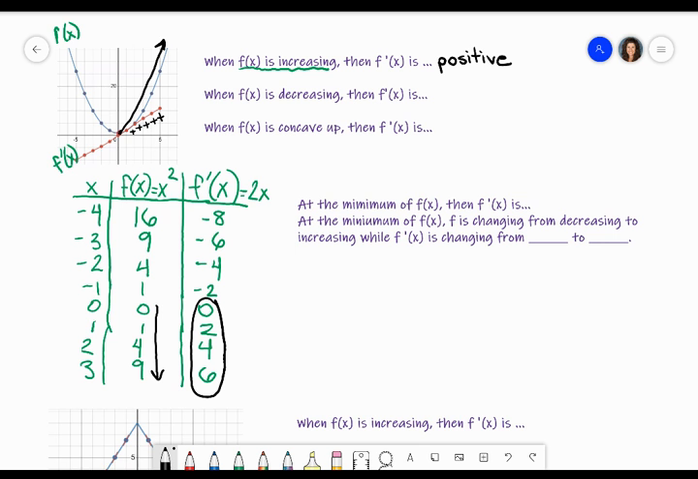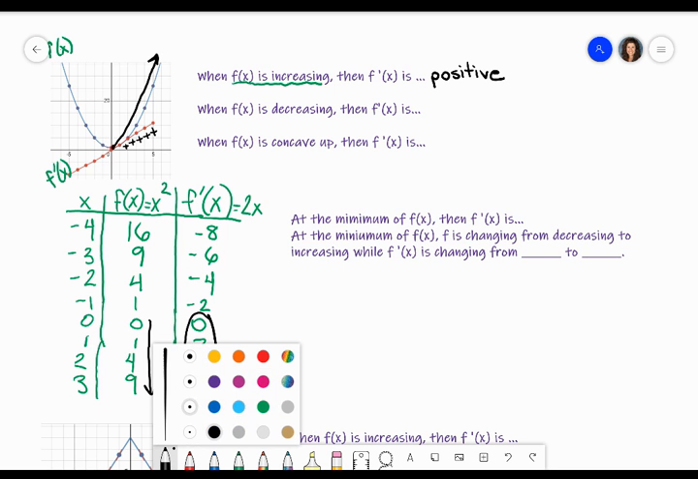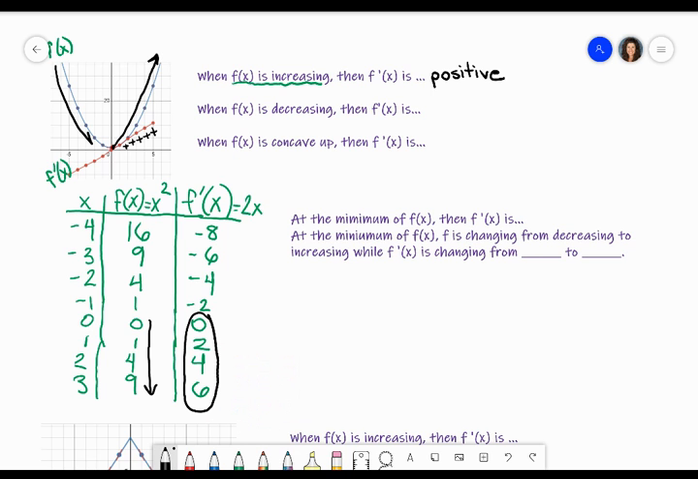Okay, now let's look at when f of x is decreasing. So we can see from negative infinity to 0, the graph is decreasing. The graph is decreasing. So when the graph is decreasing, we can see here that the slope is negative. So when f of x is decreasing, then f prime x is negative.